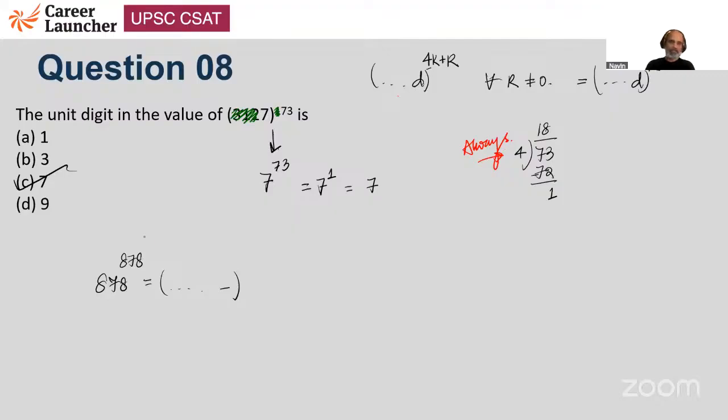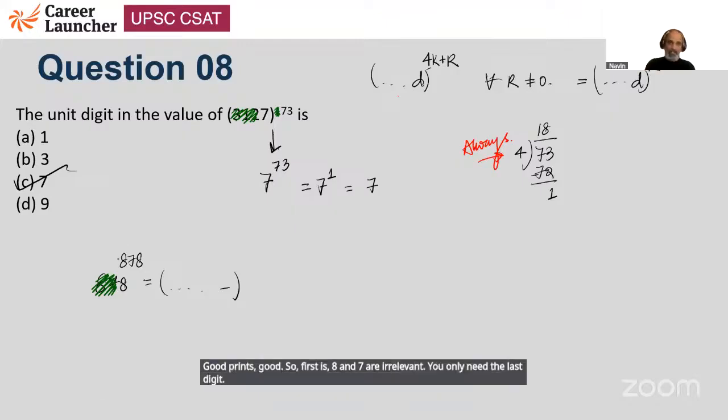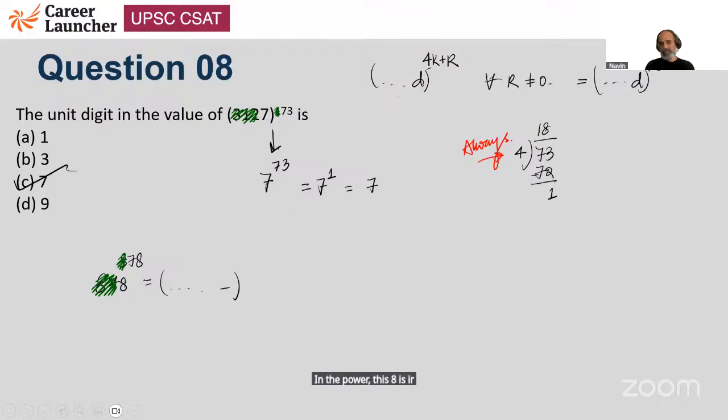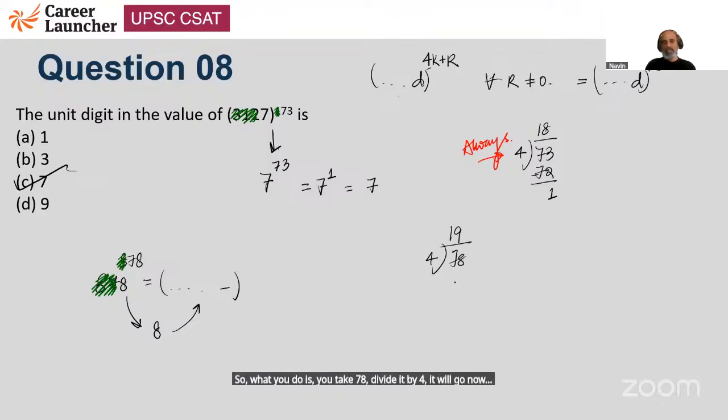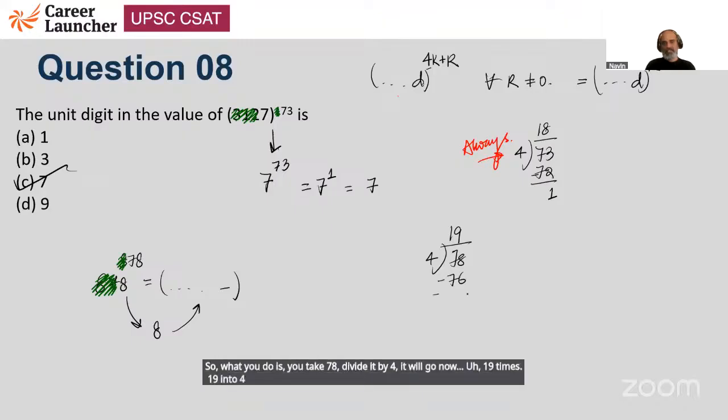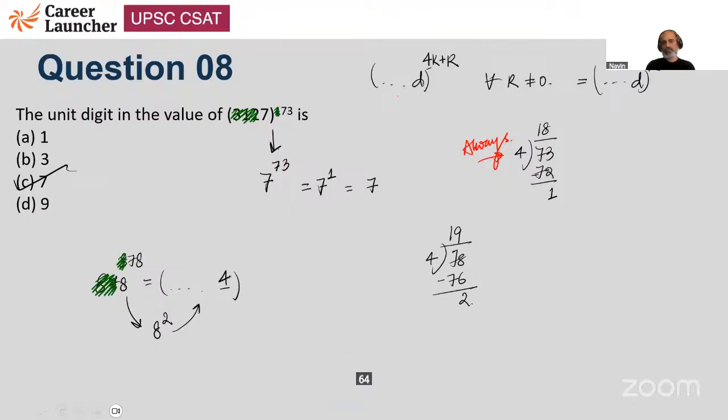Good, Prince, good. So, first the 8 and 7 in the base are irrelevant. You only need the last digit. In the power, this 8 is irrelevant. So 8 to the power 78 is same as 8 to the power what? So what you do is you take 78 divided by 4. It will go now 19 times. 19 into 4 is 76. So you will be left with 2. So 8 square. 8 square is a number that ends in 4. 64, so the last digit will be 4. Okay?